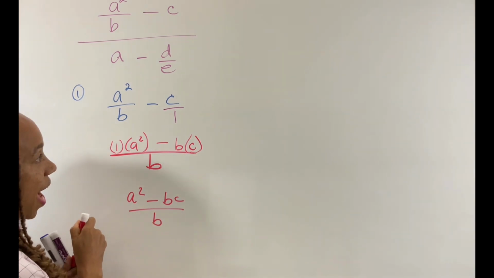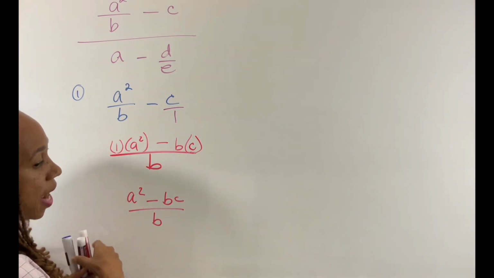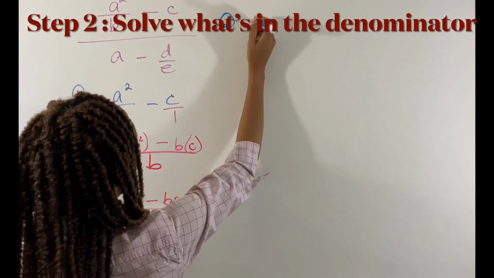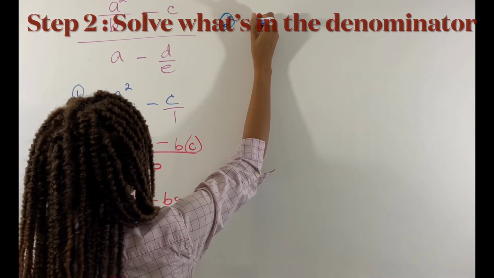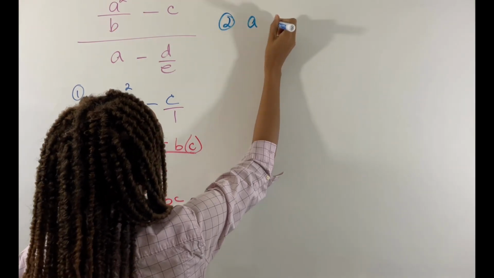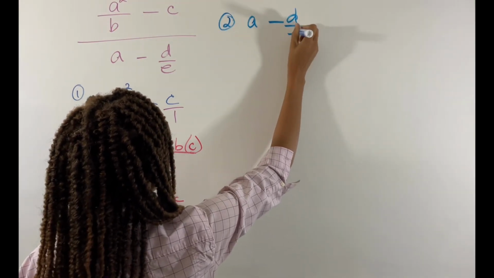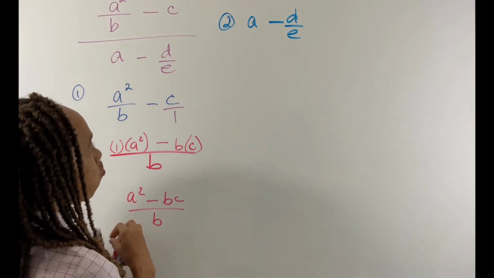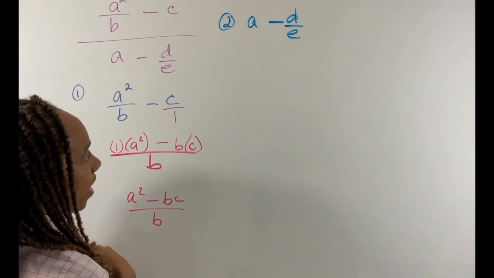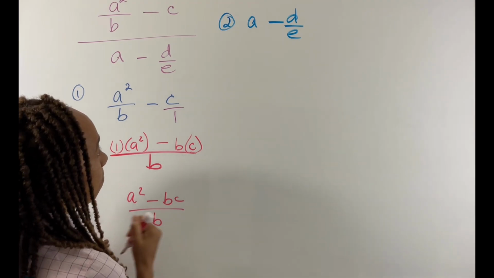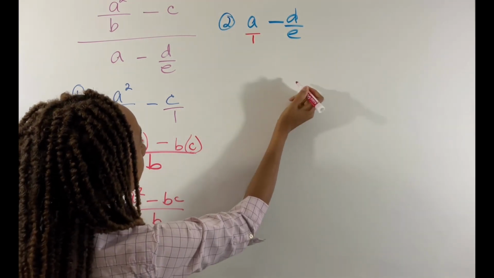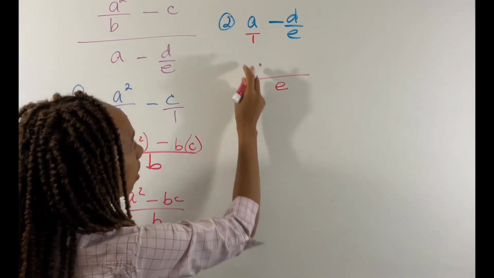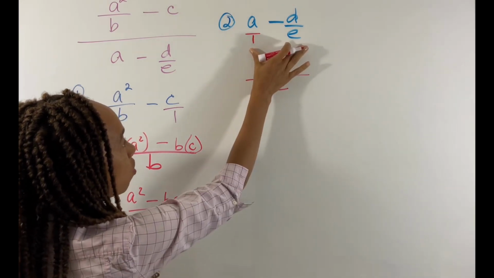Once you have that, then we are going to move on to step number 2. So this is step number 2. Solve what's in the denominator, and we are going to have a minus d over e, and I must tell you, please write the a as a fraction. So now it's going to be simply a over 1. So you draw your line here, and you're going to put e here, based on what you have in your denominator.